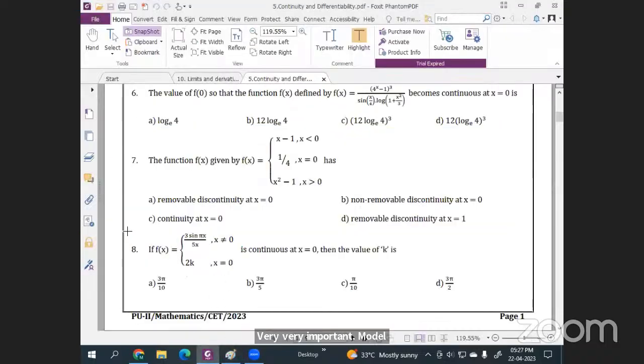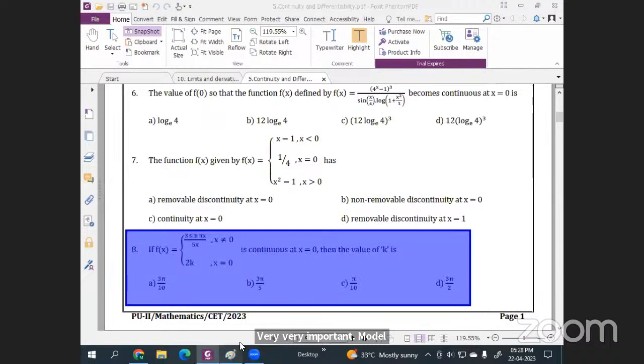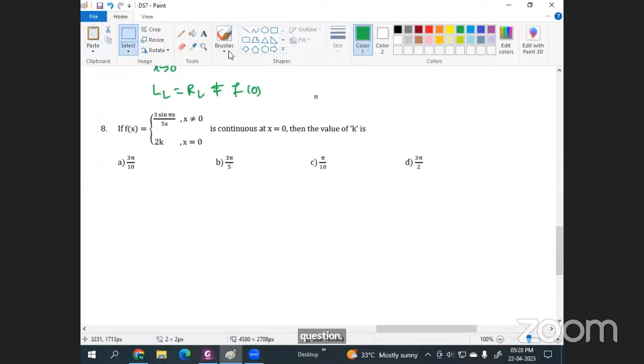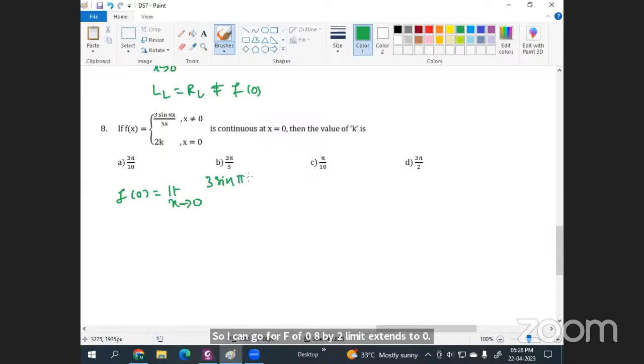Next. Now, if you see the 8th question, what does it say? f of x equal to 3 sin pi x by 5x for x not equal to 0, and 2k at x equal to 0, is continuous at x equal to 0. Then the value of k is? So I can go for f of 0 equal to limit x tends to 0 of 3 sin pi x by 5x. X not equal to 0 means x tends to 0 only. When it is not equal to 0, it is approaching 0.